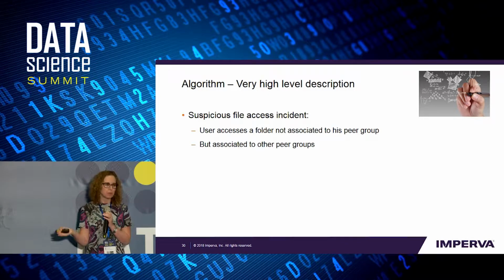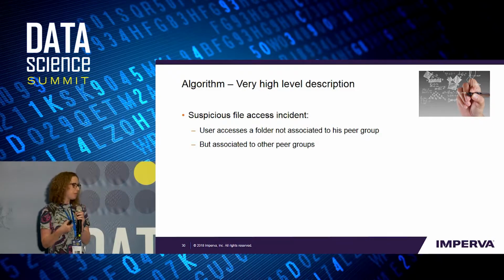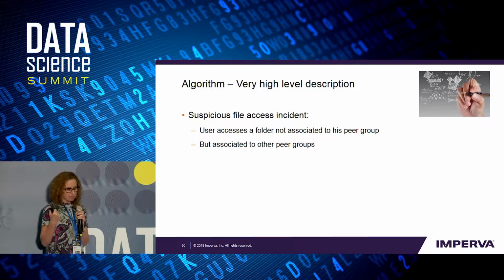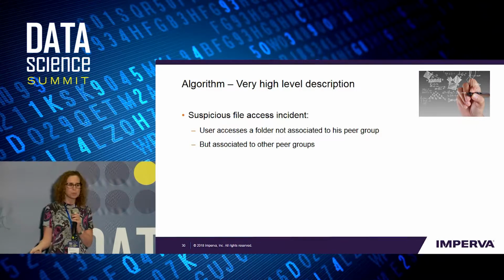So now we have the peer groups in the organization. For each peer group, we have the folders that the users of this peer group are entitled to access. Now we can detect suspicious file activity in the organization. We will detect suspicious file activity when we see a user who accesses a folder that is not associated with his or her peer group, but is associated with other peer groups.